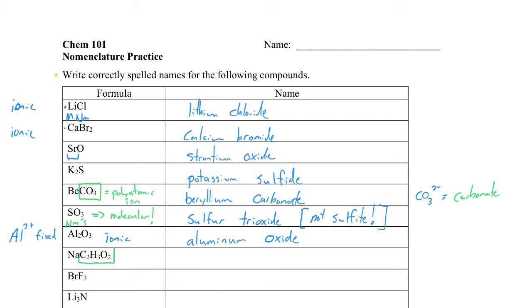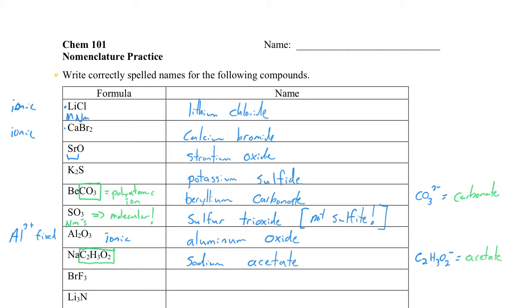Okay, so here we see another polyatomic ion that I have in green. That is C2H3O2, and this is known as acetate, and it has a -1 charge. So when we write down the name for this, we say the name of the metal, which is sodium, followed by the word acetate.